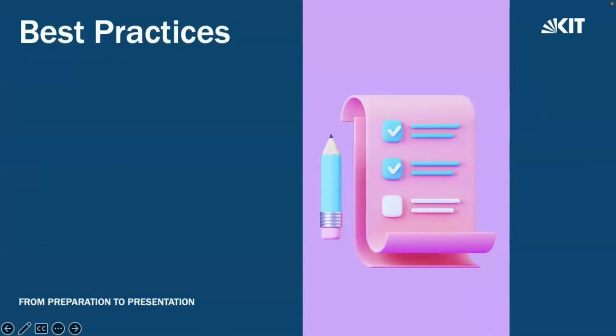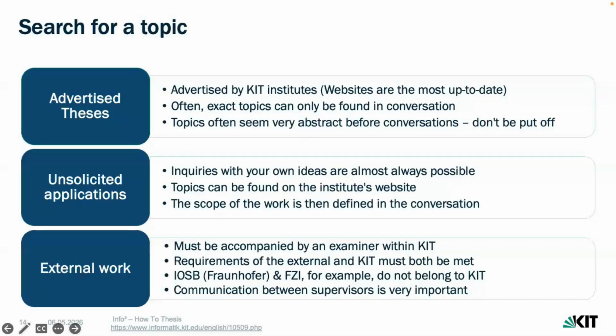Okay. Now let's talk about best practices, some tips and tricks. First of all, how do I search for a topic? There are advertised theses. If you look straight around the corner here, there's a blackboard where institutes write down different topics for bachelor thesis or for master thesis. You can read through them. You can also check their websites for that, which is also quite helpful. Then you write them an email and ask about it.